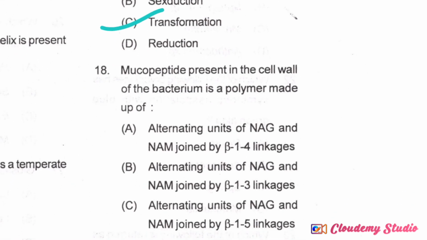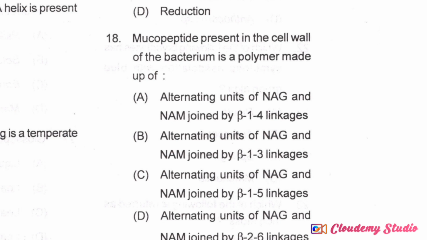Question number 18, mucopeptide present in the cell wall of bacterium is a polymer made up of NAG, NAM, and beta-1,4 glycosidic linkages. All these three are present in option A. So the answer is option A.